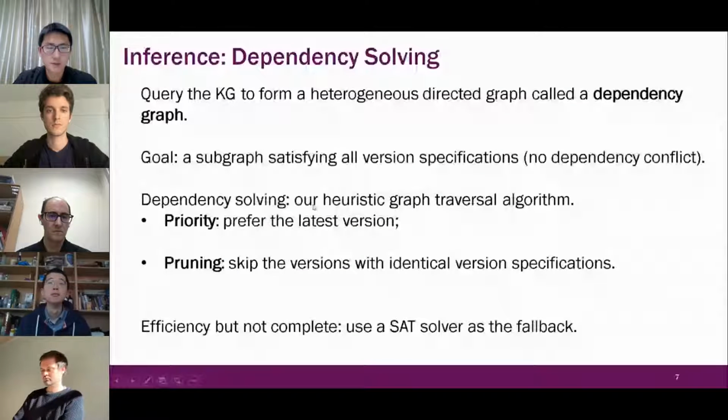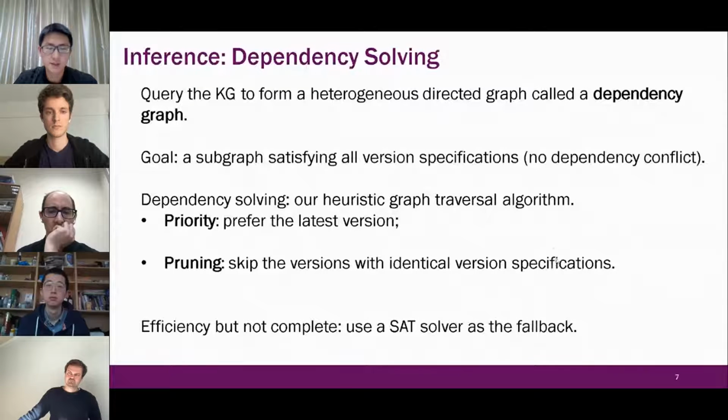We propose a heuristic graph traversal algorithm for dependency solving. It has two heuristic strategies. One is priority. We prefer the latest compatible version. And the other is pruning. If one version of a package is incompatible, we skip the other versions with identical version specifications. And we use a SAT solver as the fallback for completeness.